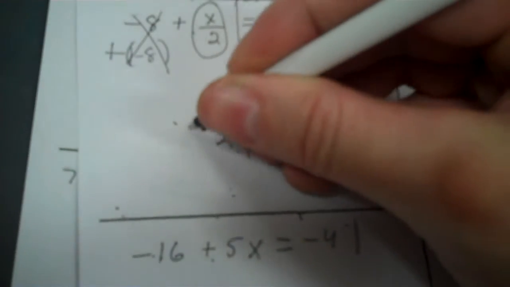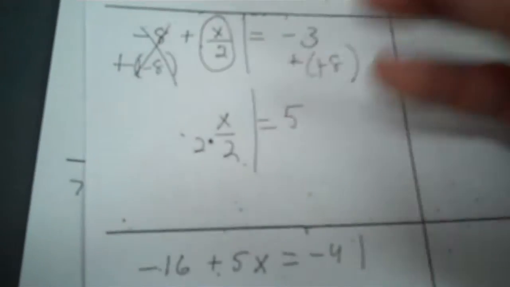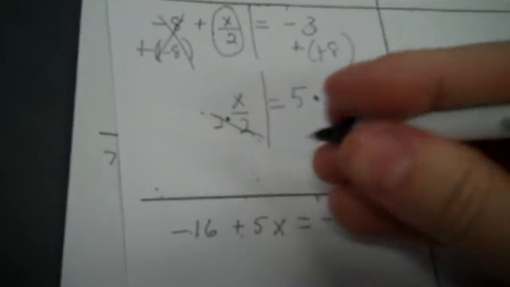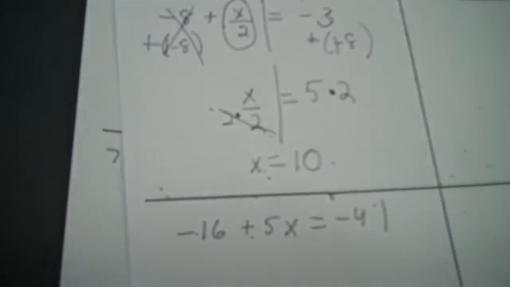Okay, now x is only being divided by 2, so we multiply by 2. And then we multiply our 5 by 2. 5 times 2 is 10. So x is equal to 10.